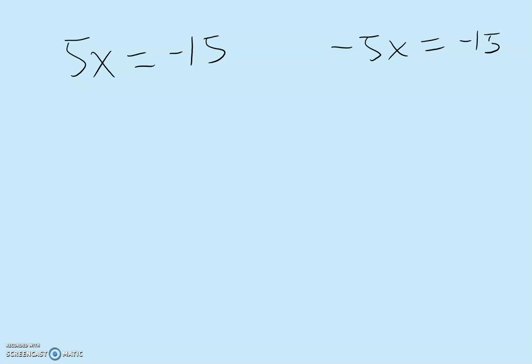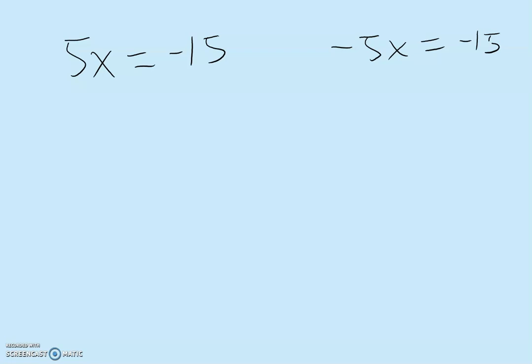In this video, you will learn how to solve linear equations. We will begin with the simple one-step equations by dividing. So here we have two examples, 5x equals -15 and -5x equals -15. As you can see, the only difference is that the 5x in the first one is positive and the second one is negative.